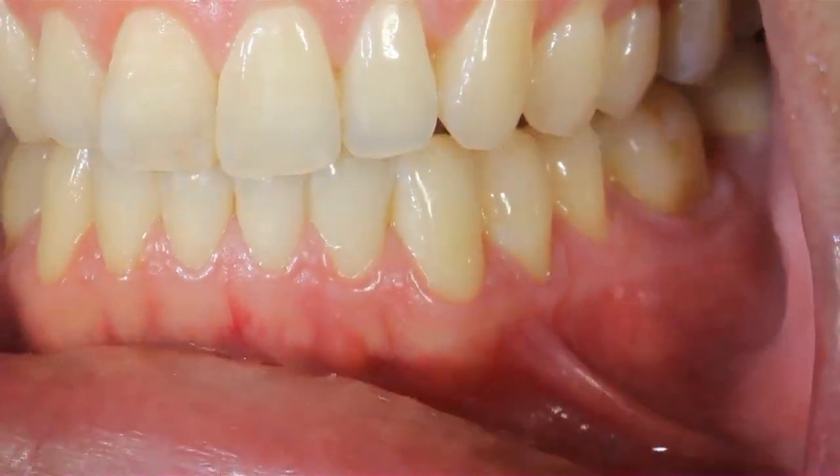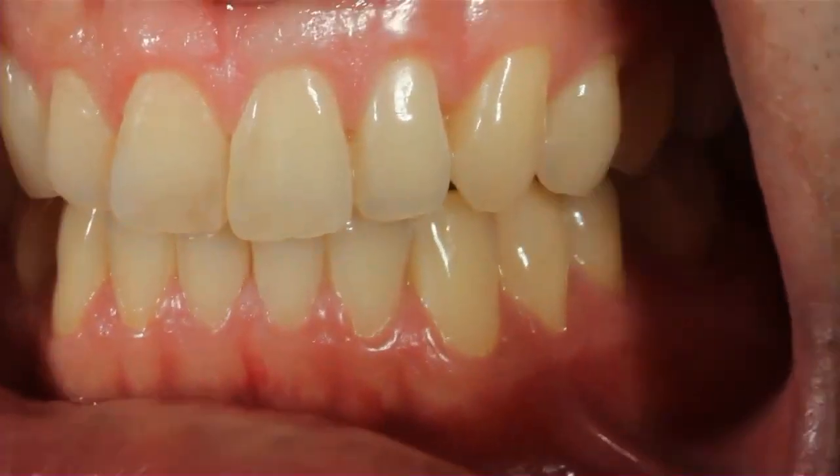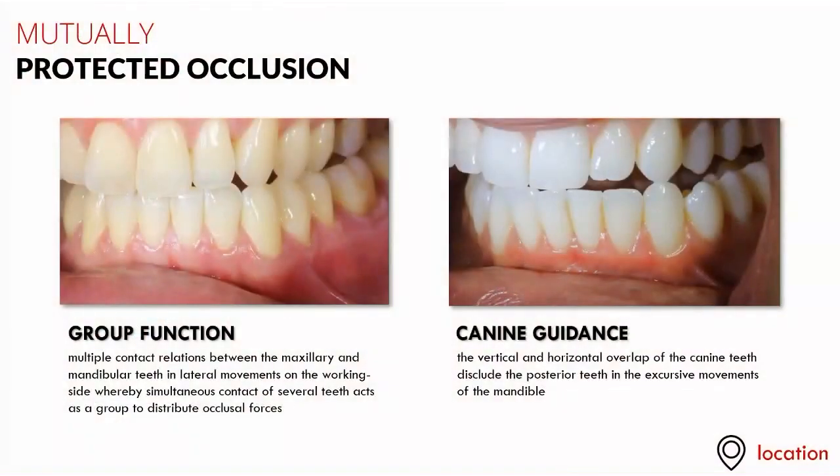So when you have more than just the canine touching in that lateral movement, we're going to term this group function, okay? So that carries the connotation or the definition of multiple teeth coming in contact in a lateral motion. And then just like we explained with canine guidance, let me jump back here. Let's read the definition. Multiple contact relations between the maxillary and mandibular teeth in lateral movements on the working side, whereby simultaneous contact of several teeth act as a group to distribute occlusal forces.